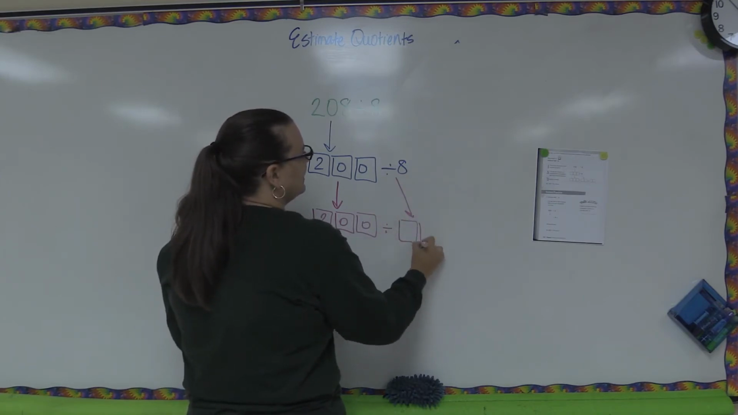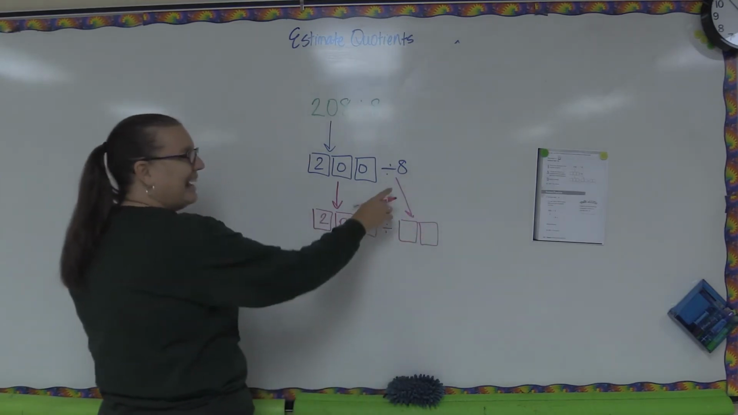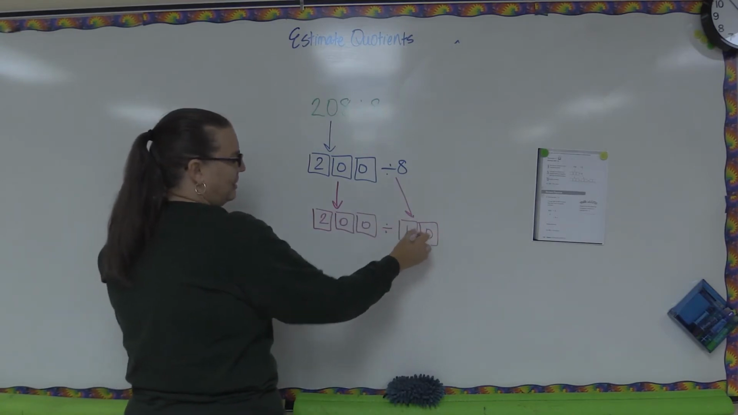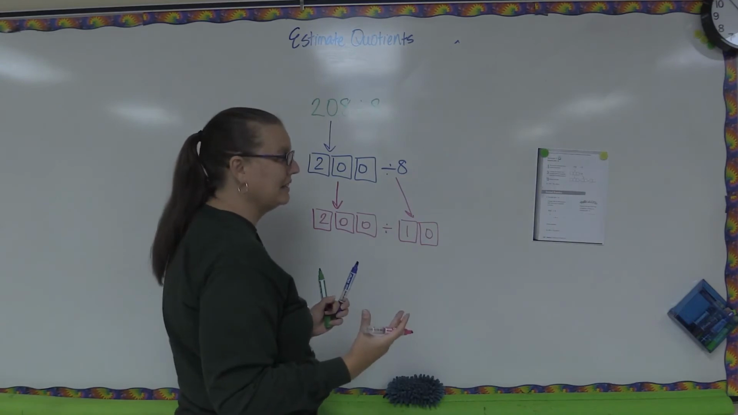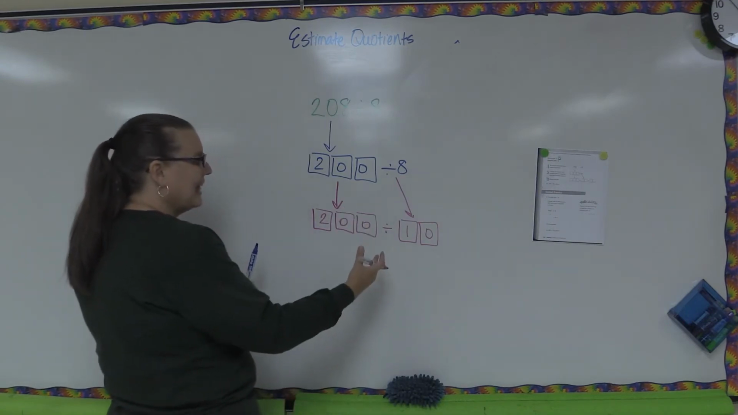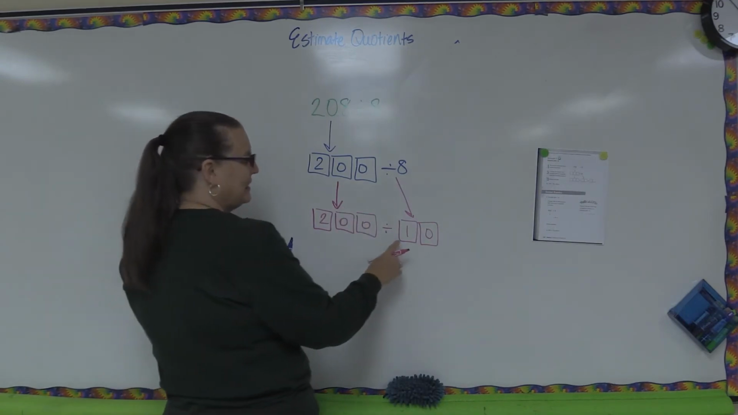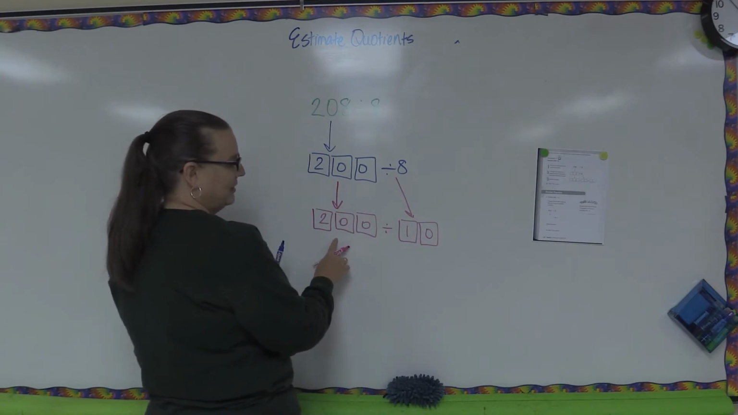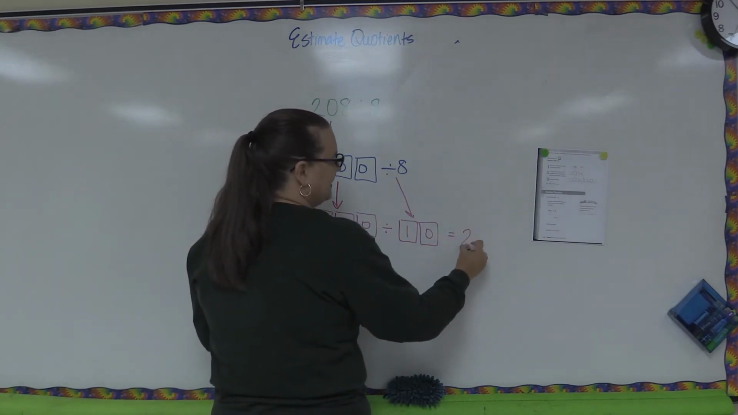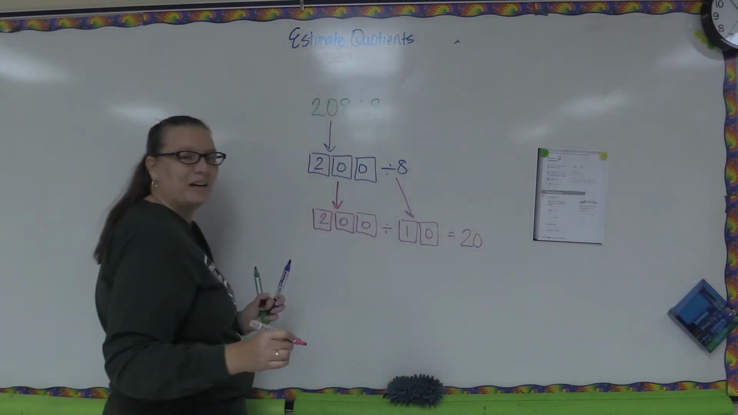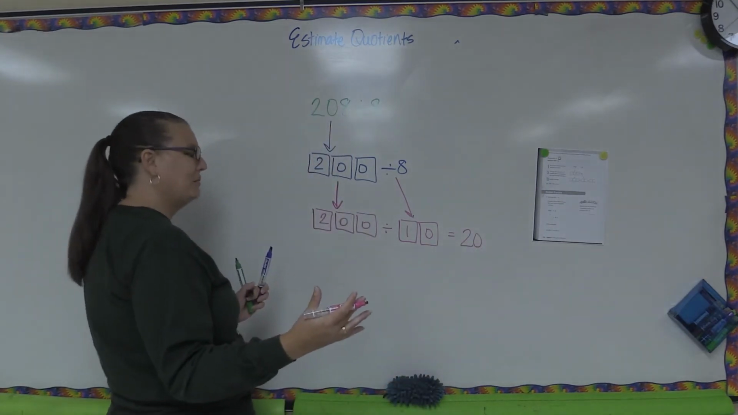I'm going to pick a number that's going to be easier to divide. 8 is really close to 10. We know that we can do multiplication and division with 10 pretty easily. So if we do that, let's see. How many 10s will fit into 200? Okay? I know that my answer is 20 because I can do that in my head, but you guys may or may not be able to.